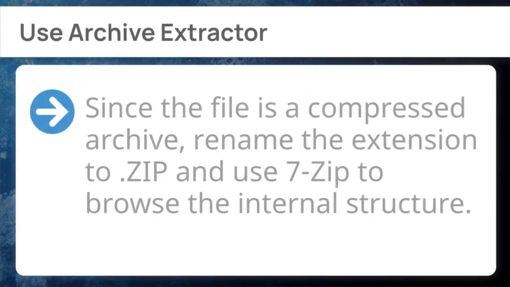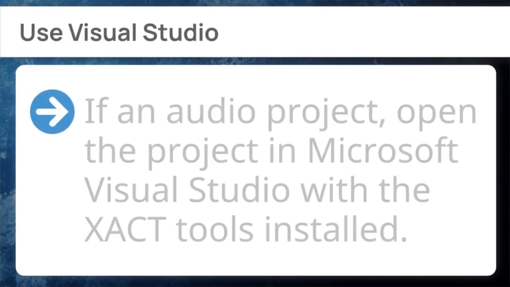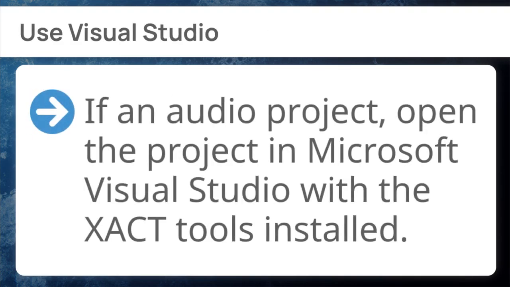Next, use Archive Extractor. Since the file is a compressed archive, rename the extension to zip and use 7-zip to browse the internal structure. Finally, use Visual Studio. If an audio project, open the project in Microsoft Visual Studio with the XACT tools installed.